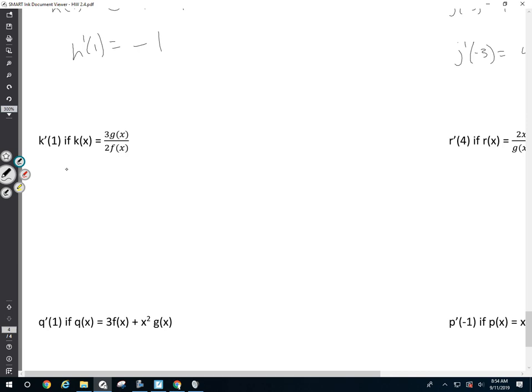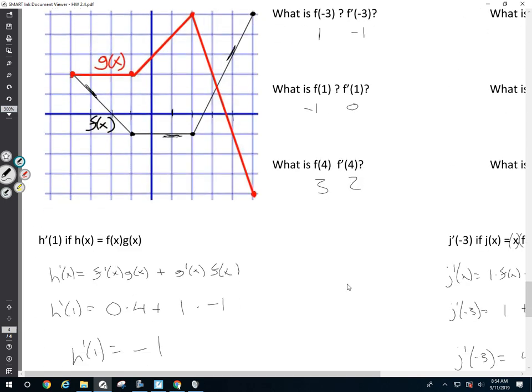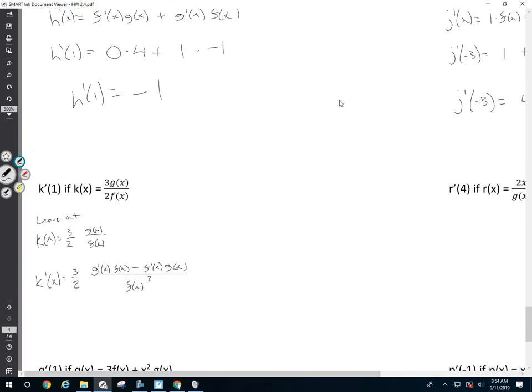Again, look at this. I'm going to leave the 2 out. It will reduce messiness of derivatives. Okay, quotient rule: derivative of the top times the bottom minus derivative of the bottom times the top all over the bottom squared. At 1, negative 1, 0, 4, 1.